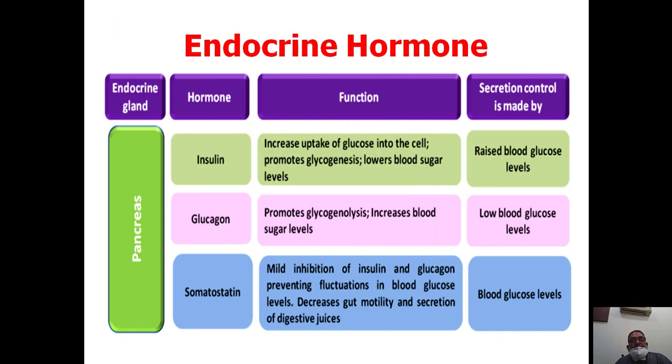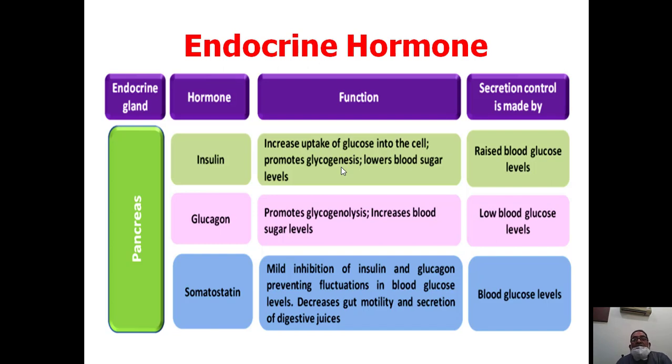The endocrine part has alpha cells, beta cells, and D cells. Insulin is secreted by the beta cell, glucagon is secreted by the alpha cell, and somatostatin by the D cell. So these are the endocrine portion, the islets of Langerhans, which secrete these three important hormones. What are their functions? Increase uptake of glucose into the cell, promote glycogenesis, lower blood sugar level.